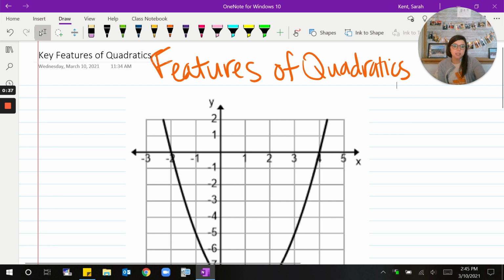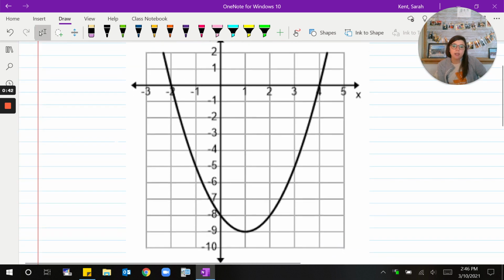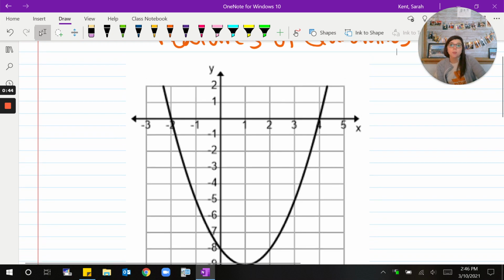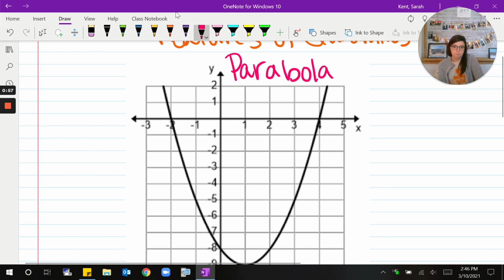So the first thing we need to know is that the graph of a quadratic is called a parabola. So this curve here that you see is called a parabola. It looks like parabola, but it's parabola. So within this parabola, there are some things we need to look at.